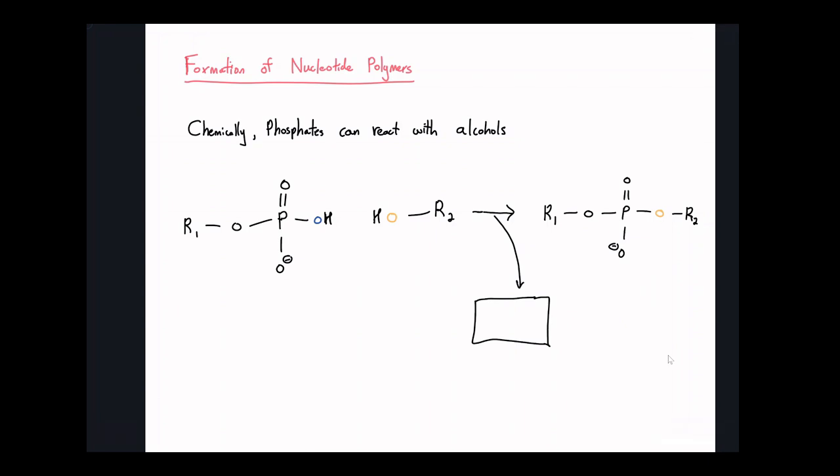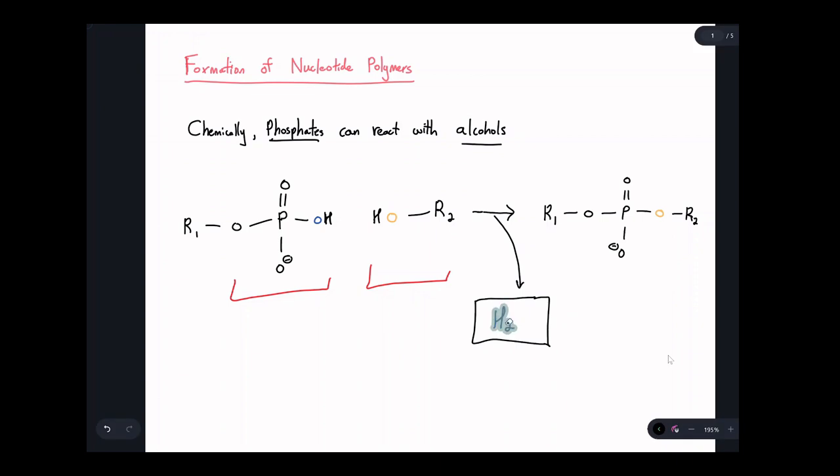So chemically, we can react phosphates with alcohols. So from a pure OChem perspective, here we have a phosphate, right? A phosphor connected to a bunch of oxygens, connected to some sort of R group, R1, I don't care what it is. Here we have an alcohol, some sort of OH group connected to R2. Now, without getting into the mechanism, which you don't really need to know, effectively these two molecules will combine and spit out a molecule of water.